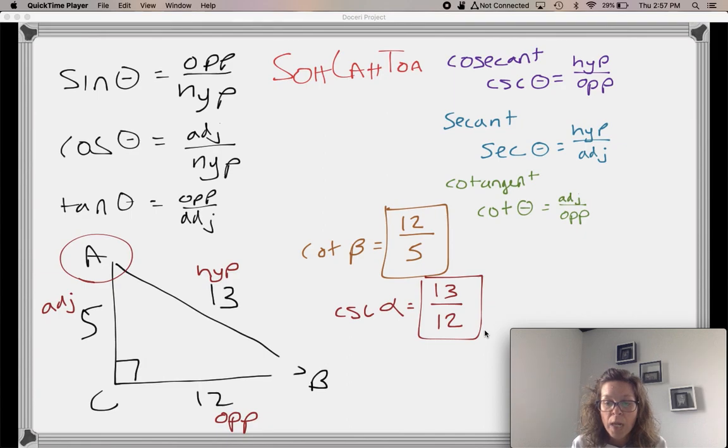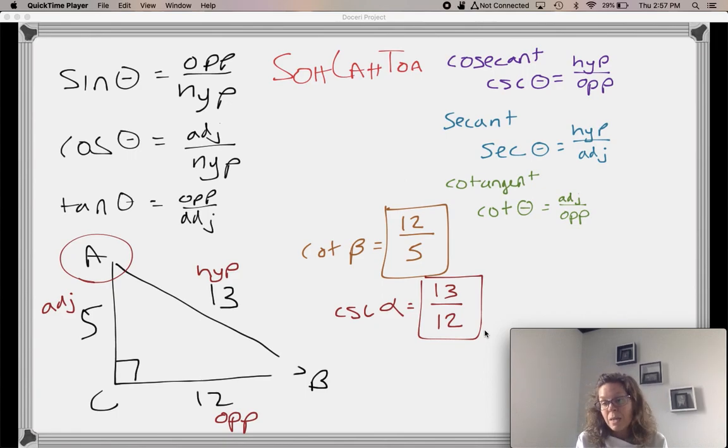Make sure on your homework it does say in reduced form. So if your fractions could reduce, like if it was 10 over 6, make sure that you reduce that down to 5 over 3. Okay? But don't change them into decimals and don't change them into mixed numbers like 1 and 1/12. Okay? But reduce when you possibly can.